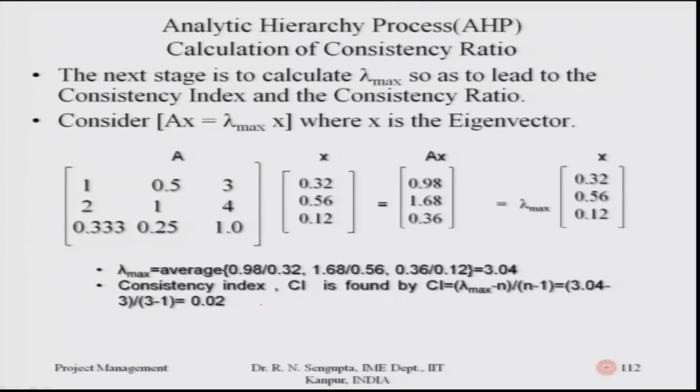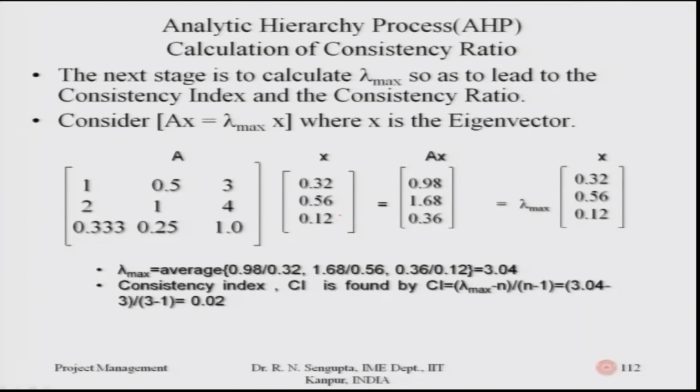So, the next stage is to calculate lambda max so as to lead to the consistency index and the consistency ratios. Consider, as I had already mentioned, Ax is equal to lambda max into x. So, this A was that matrix of the weights, and x is the eigen vector as I mentioned. These A values I have found out, and I want to find out x. Now, x I have already found out using the normalization.